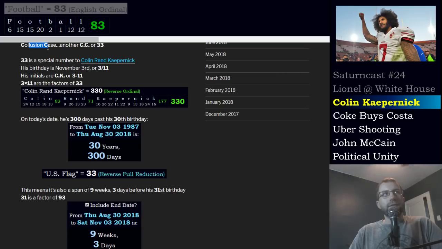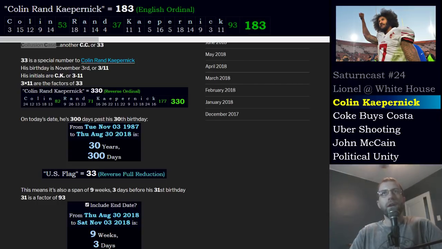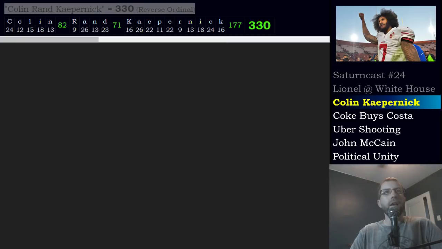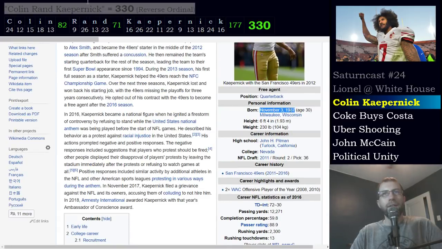So how about this? Collusion case, right? CC. C, of course, the third letter, so CC is a 33. And this is a very special number to Colin Kaepernick. Using the reverse alphabetic order, Colin Rand Kaepernick, his full name, has Gematria of 330. Colin Kaepernick's birthday is November 3rd, 1987.